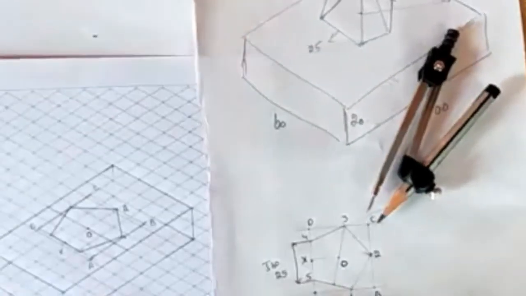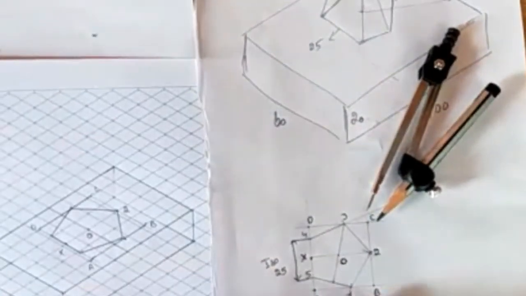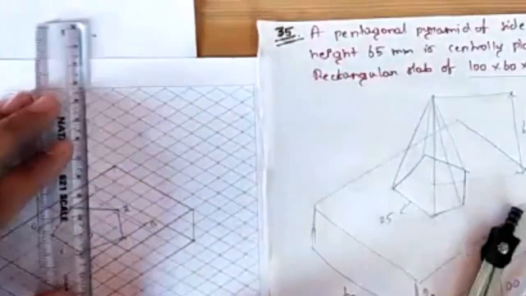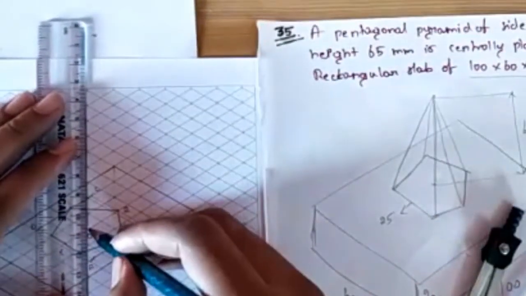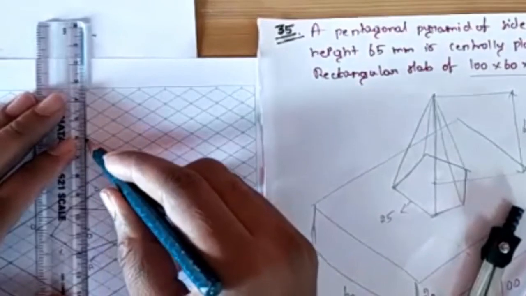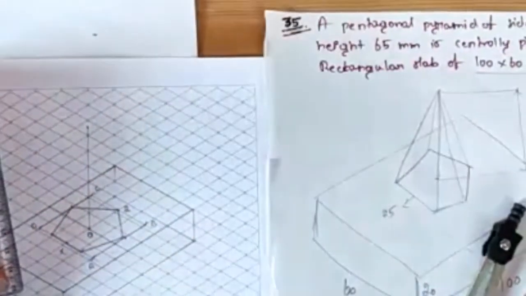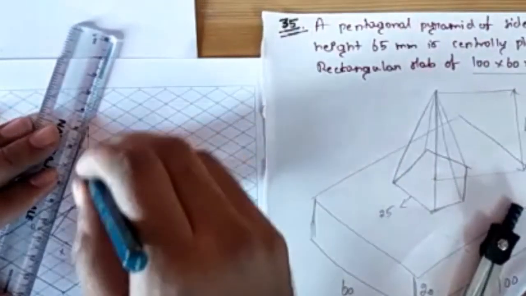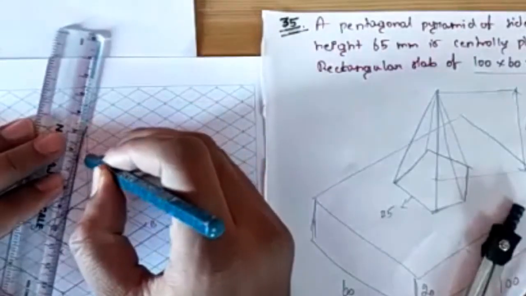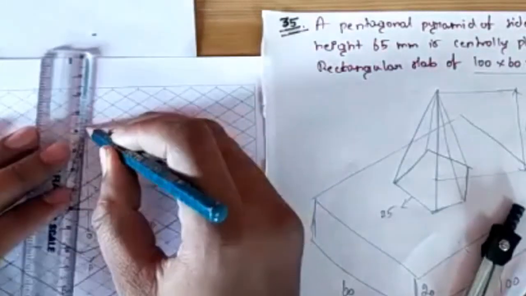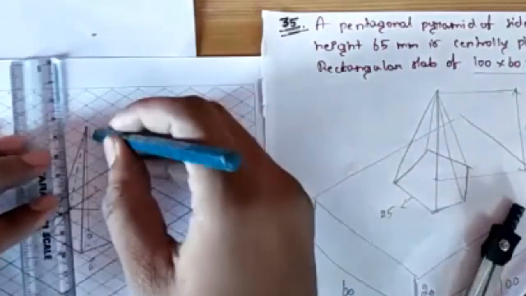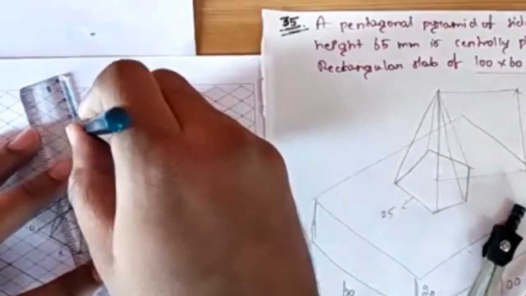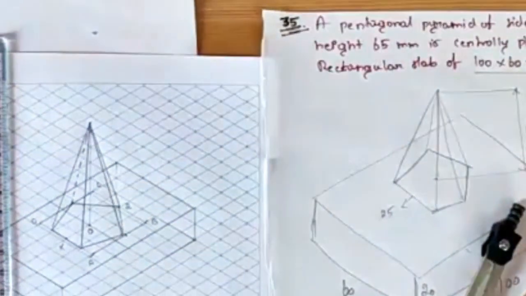Fine, we got the isometric view of this pentagon. What is the height he has given you? The height he has given you is 65. The total height he has given you is 65, that is 1, 2, 3, 4, 5, 6.5. This total height is 65, and join all the 5 corners. Okay, this is the final solution.